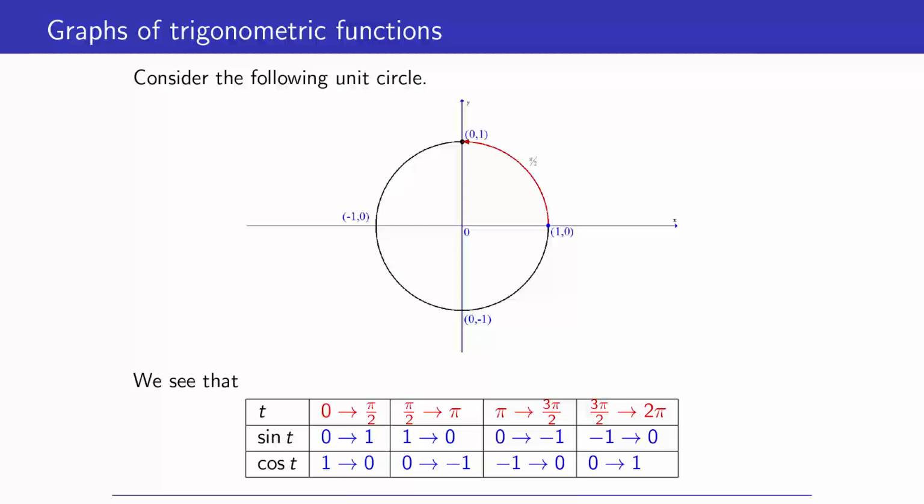As t moves from pi by 2 to pi along the unit circle, we see that sine t moves from 1 to 0, and the cosine t moves from 0 to -1. We also see that as t moves from pi to 3 pi over 2 along the unit circle, the sine of t moves from 0 to -1, and the cosine moves from -1 to 0. And lastly, as you move from 3 pi over 2 to 2 pi, the sine t will move from -1 to 0, and then cosine t will move from 0 to 1.